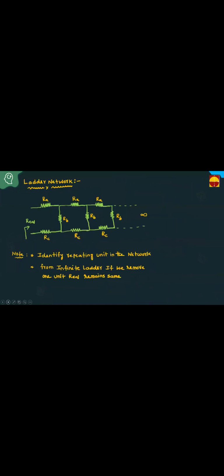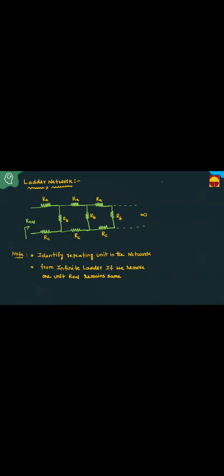Next, these are some examples of how to calculate the equivalent resistance. And one more important model is the ladder network. How to solve the questions based on the ladder network. This is also a very important model, you should not forget it at the exam point. If any question is framed on a ladder network, identify the repeating unit in the network. From an infinite ladder, if you remove one unit, R equivalent remains the same. Here it is given as infinite.